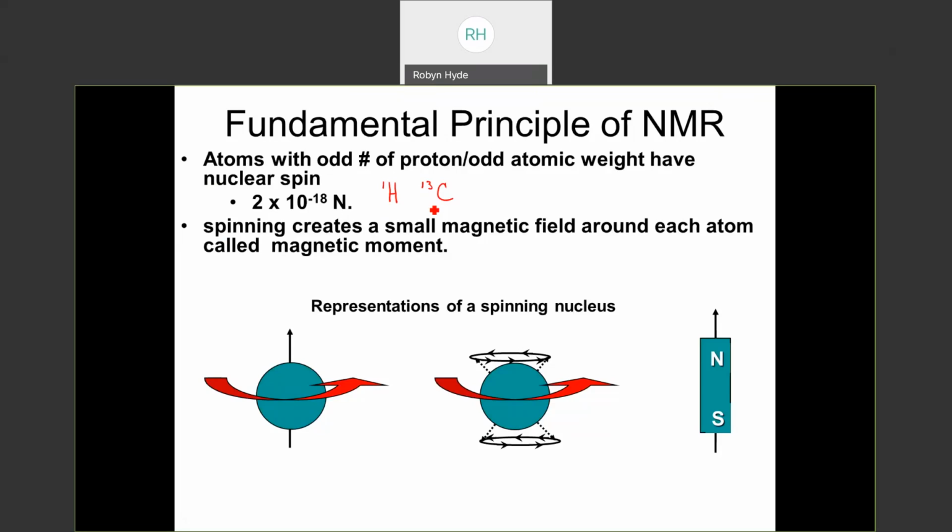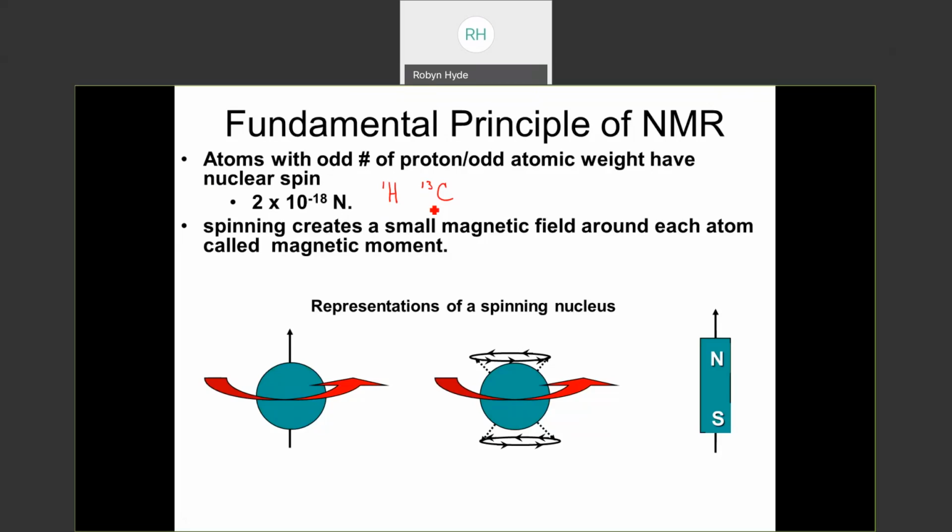This spinning creates a small magnetic field, so each atom has this small magnetic field around it. A little bit of compare and contrast: in the last section, all bonds have a vibrational frequency, and if you have a polar bond that vibrates, it creates a small electric field. With NMR, all of our atoms that spin have a very small magnetic field around them. That magnetic field we refer to as a magnetic moment.